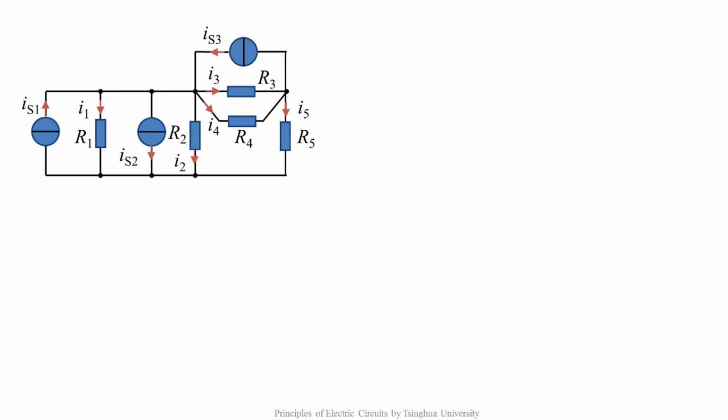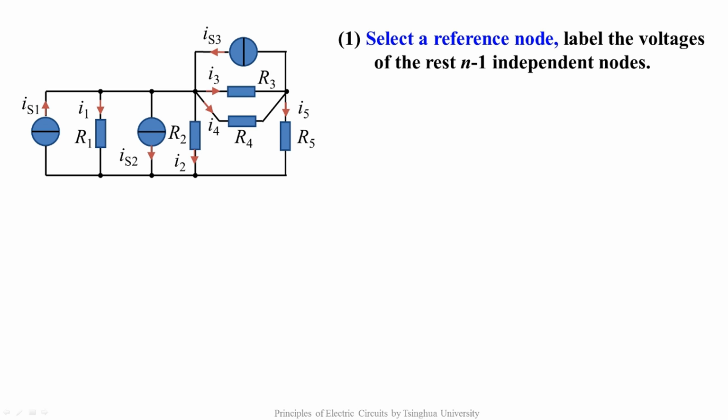Well, let's take this circuit as an example and introduce the steps of the node voltage analysis in detail. The first step, we must select a reference node and label the voltages of the remaining n-1 independent nodes. For this circuit, we select the bottom node as the reference node. The remaining two nodes are independent, and we label them as UN1 and UN2 respectively.